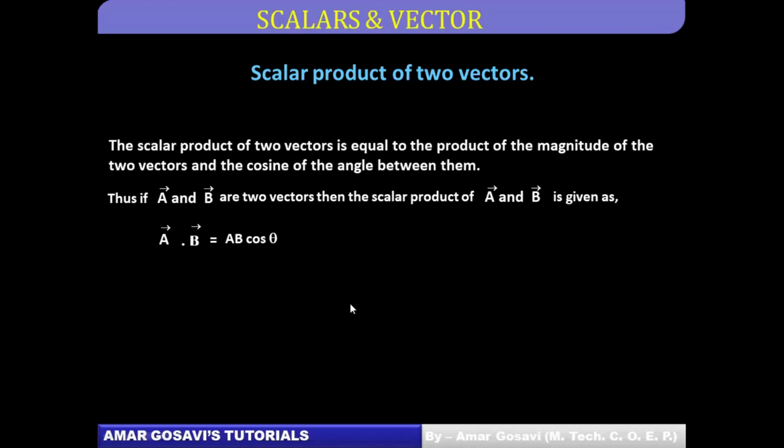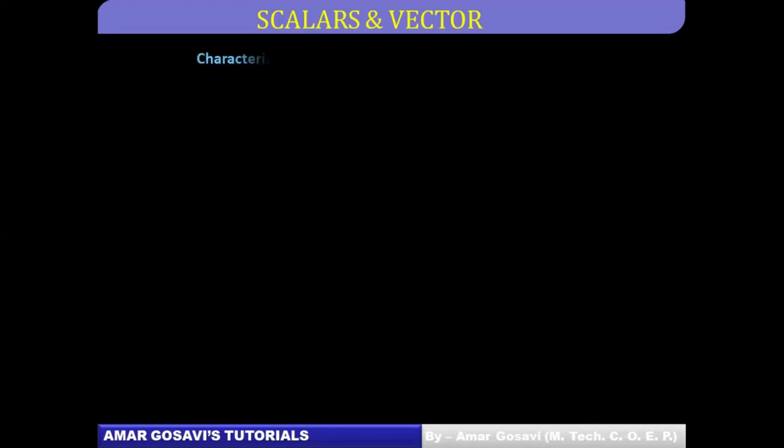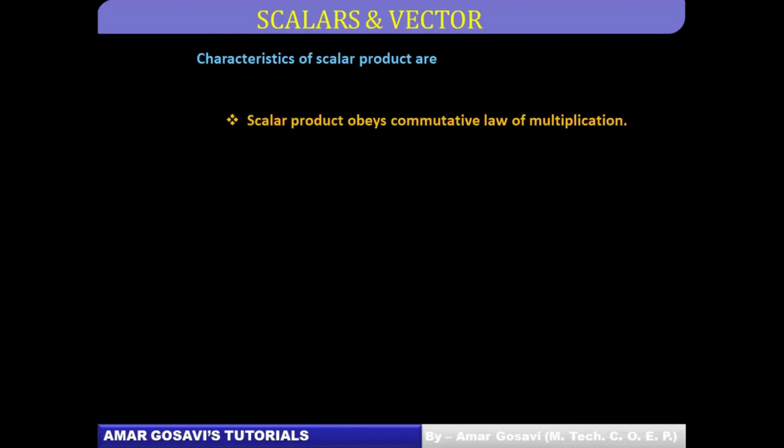So now we know the definition for scalar product: the product of the magnitude of two vectors and cosine of the angle between them. So let's understand the characteristics of the scalar product, friends. Why it is called a scalar product. So the first thing is it will obey the commutative law of multiplication. When I say commutative law of multiplication, it means that you can change the order. Let's understand it this way.